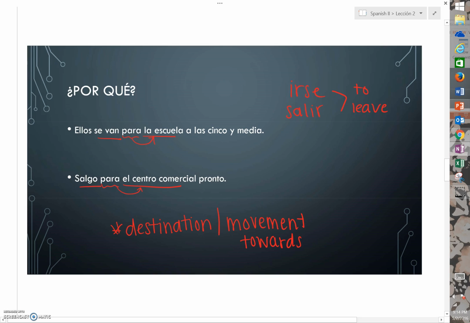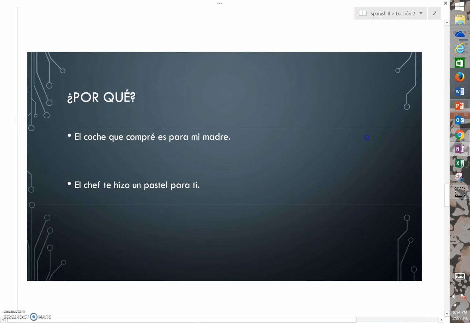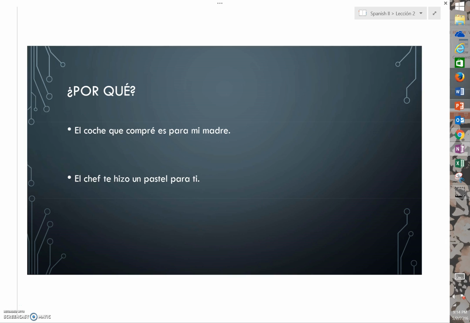So far we've talked about the fact that para is used to express employment, and it's used to express destination or movement towards something. Let's try out another. El coche que compré es para mi madre. El chef te hizo un pastel para ti. You're going to do the same thing. Read these two sentences, understand what they mean, and figure out why para is used in both of these sentences. Remember, it's one rule for both sentences.